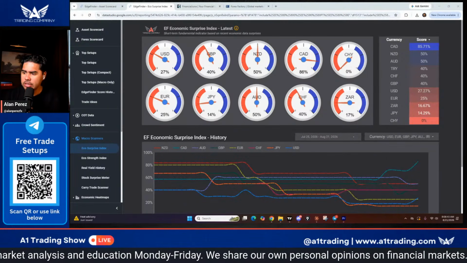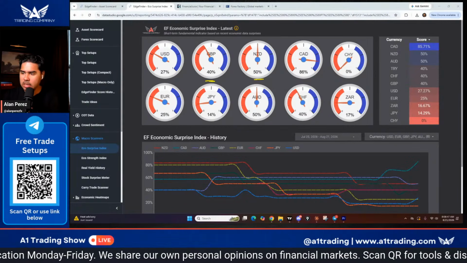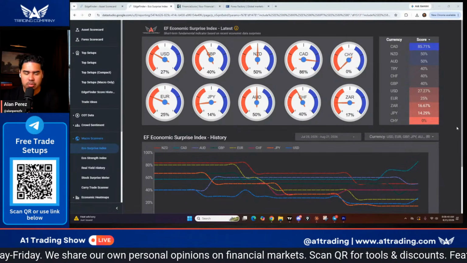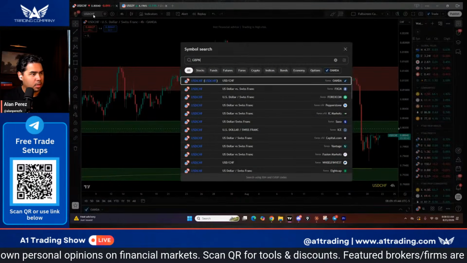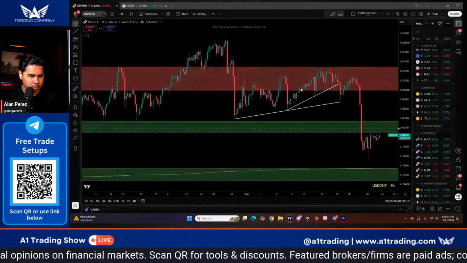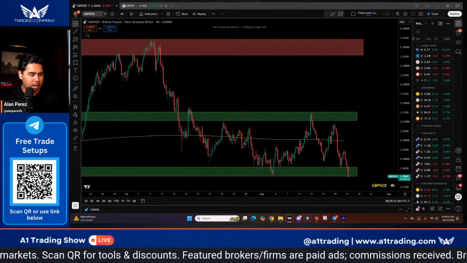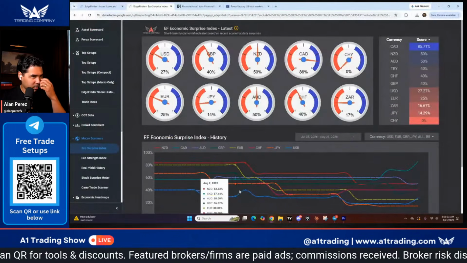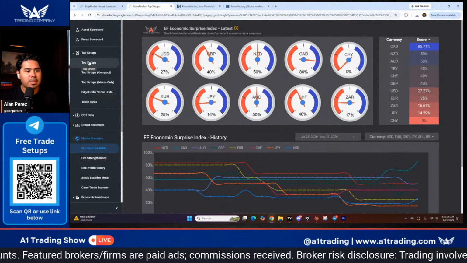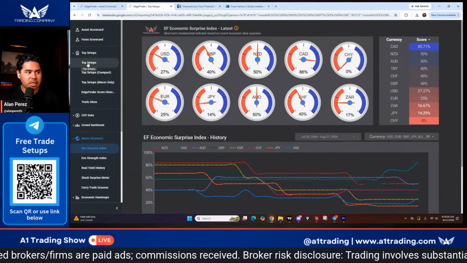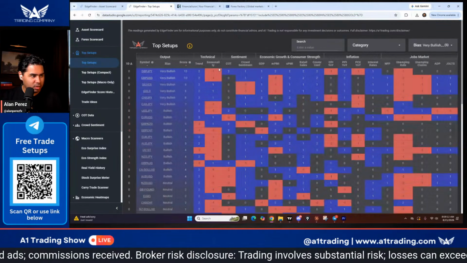Now, looking at New Zealand, it's at 50%, and then the UK is at 40%. So let's go to the actual chart here. So you're looking at pound Kiwi. We'll pull up pound Kiwi. Pound is lower here, lower than the Kiwi, which seems to be making sense because Kiwi is a little bit stronger there. Let's go to the top setups page, and the top setups page is going to give you more of a holistic view, I would say.